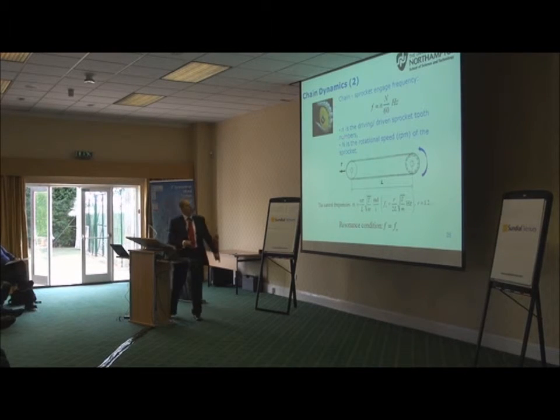Then what we do next, we calculate the natural frequencies of the chain. And this is coming from a very simple formula: n pi over L, square root of tension divided by mass per unit length of the chain. And when those two frequencies coincide, we have resonance. Okay, similar to what we had in a lift system.